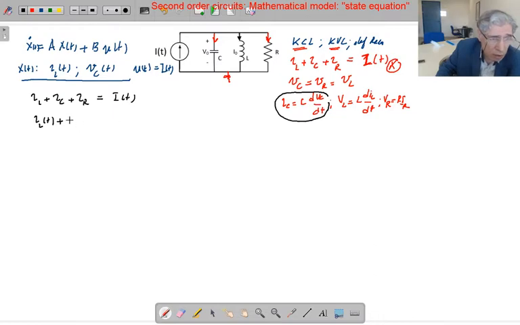So if I write here C times dVC over dt, this is the state variable, so I accept that. And IR is not a state variable, so I would like to get rid of it. If I use the definition relation, it's going to be VR over R. But on the other hand, I need these state variables. I can transfer that VR to VC, because VR equals VC. VC is the state variable. So this is what I need.